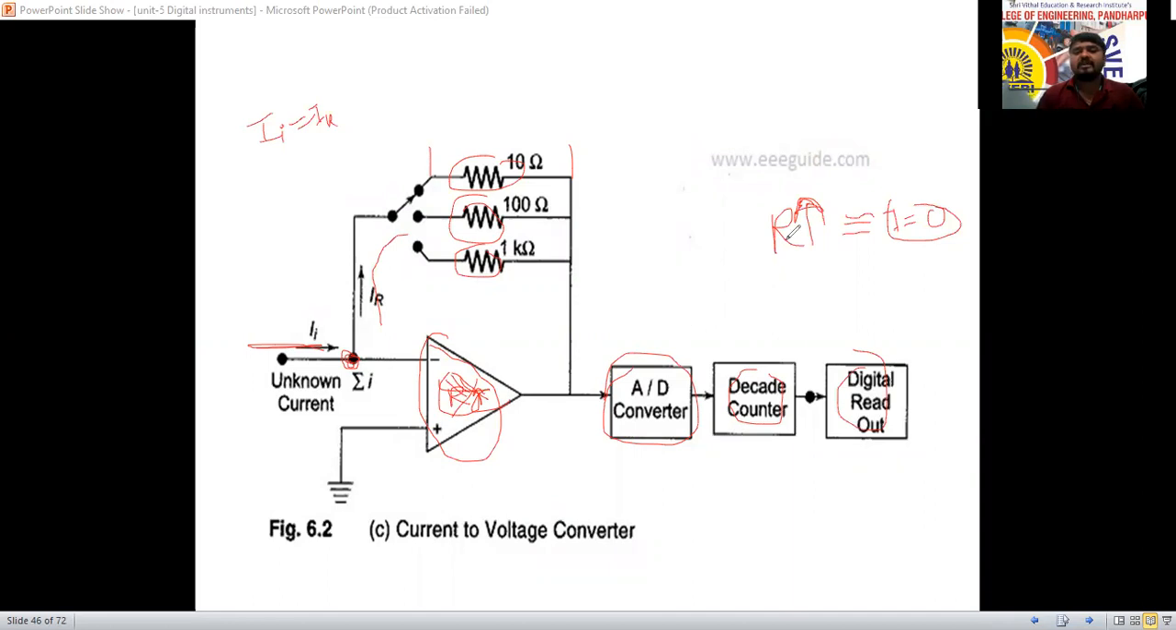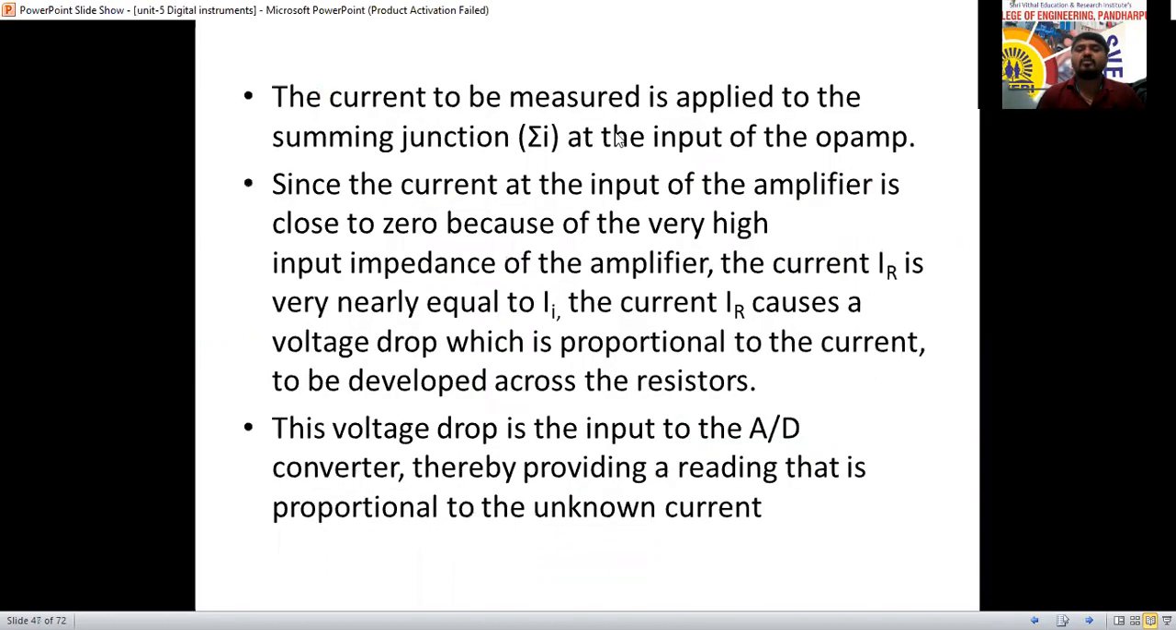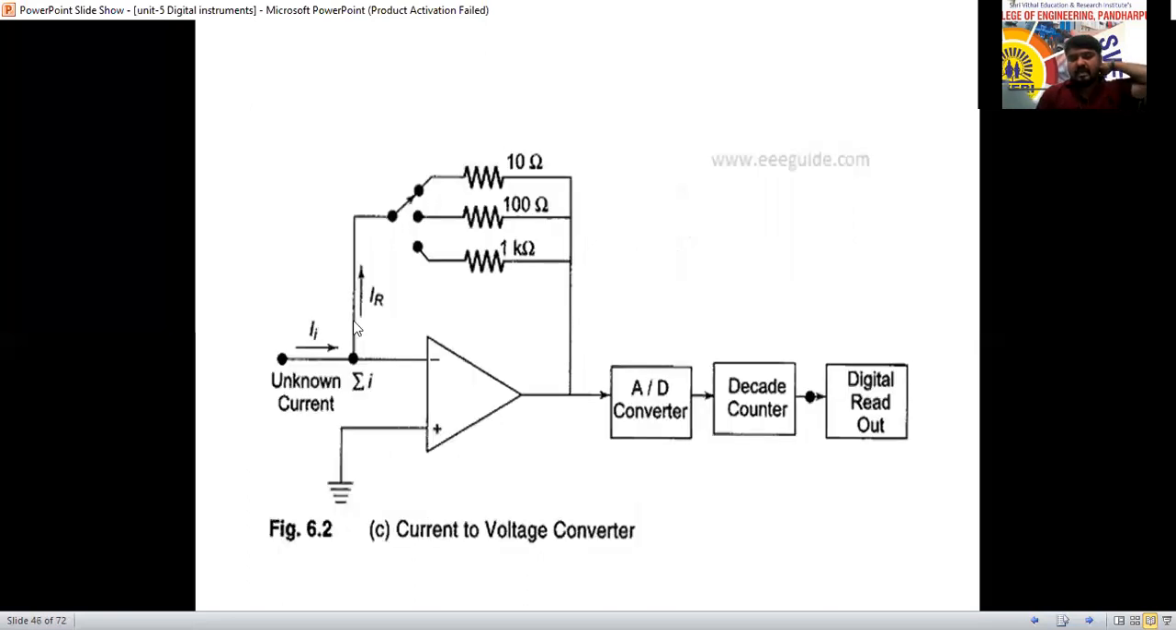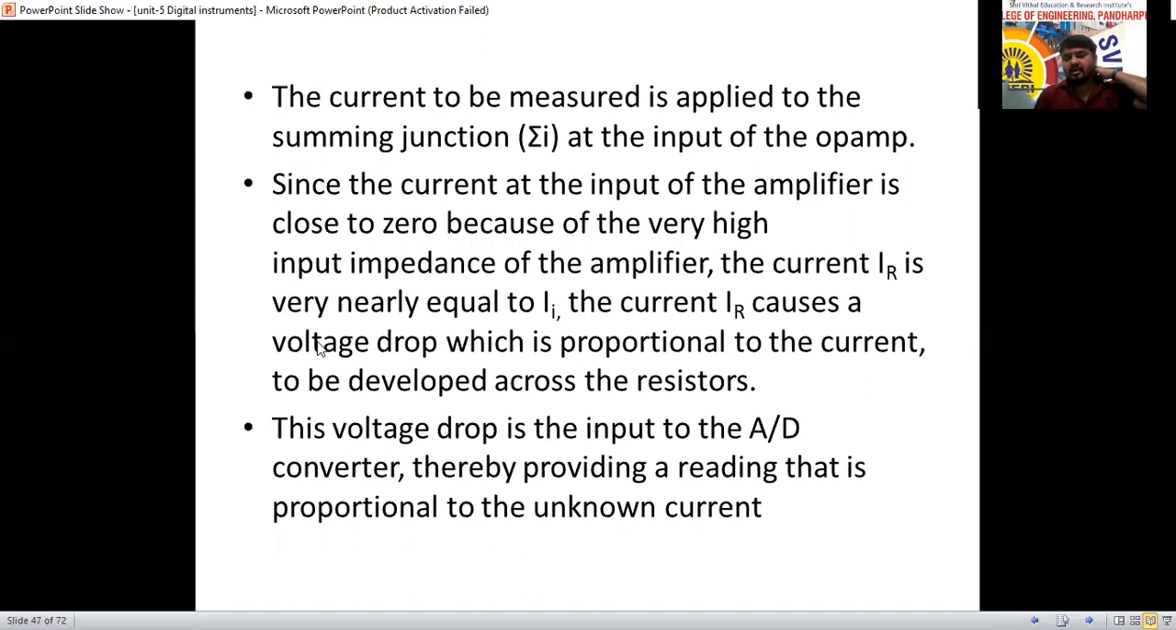So the explanation is given. I will read this one, as it is important. The current to be measured is applied to the summing junction. Since the current at the input of the amplifier is close to zero because of the very high input impedance of the amplifier, IR is very nearly equal to I naught, that is, the input current.